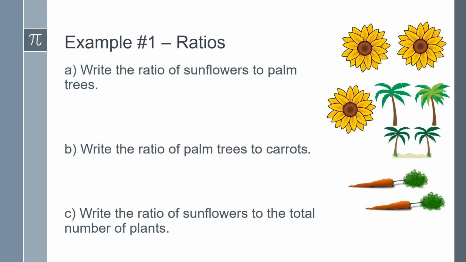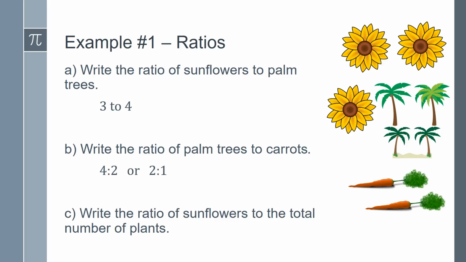Let's take a look at example 1a. We need to write the ratio of sunflowers to palm trees. There are 3 sunflowers, and there are 4 palm trees, so our ratio can be written as 3 to 4. For part B, we need to write the ratio of palm trees to carrots. There are 4 palm trees, and there are 2 carrots, so the ratio can be written as 4 to 2, or simplified as 2 to 1.